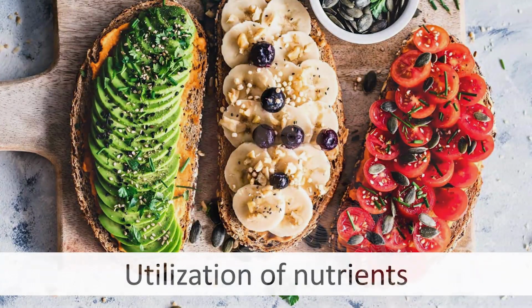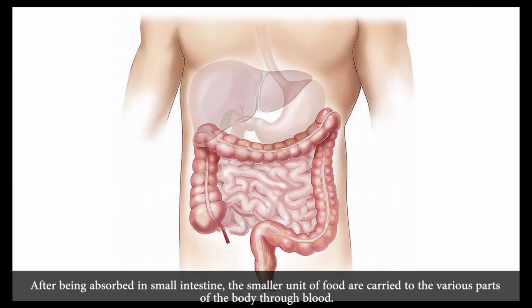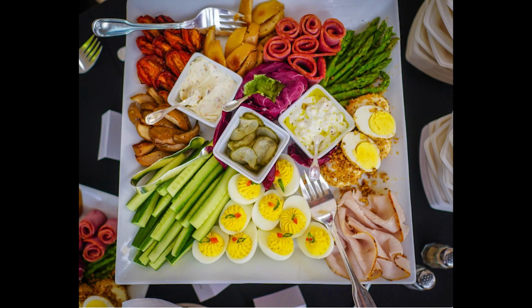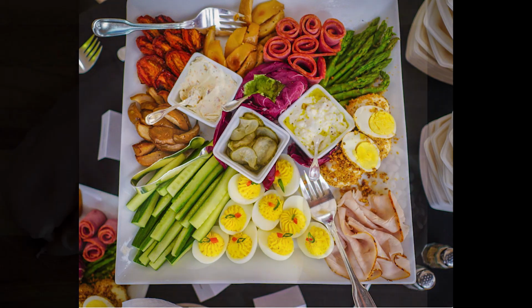So the last step is the utilization of nutrients. We've seen how they are digested. We've seen how they are absorbed. Now, once they are absorbed, they enter the bloodstream. What happens? After being absorbed, the smaller units of food like glucose, amino acids, fatty acids are carried to the various parts of the body through the blood. For example, the glucose and the fatty acids are taken to the different cells and body organs to give energy. They are burned to produce energy.